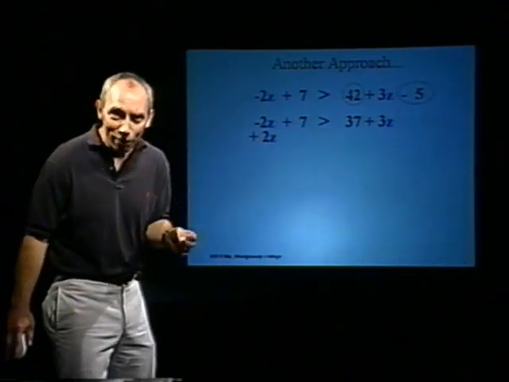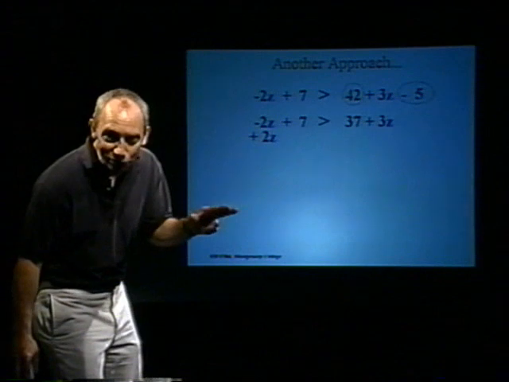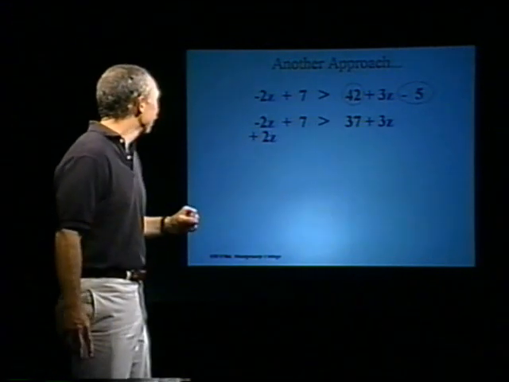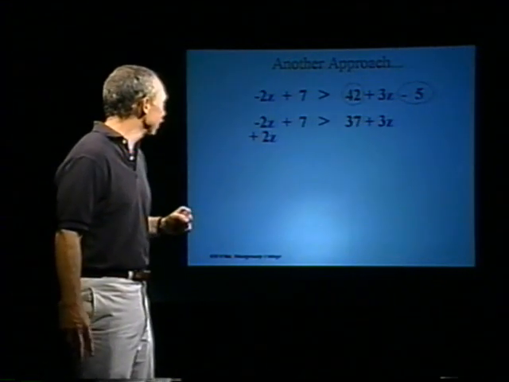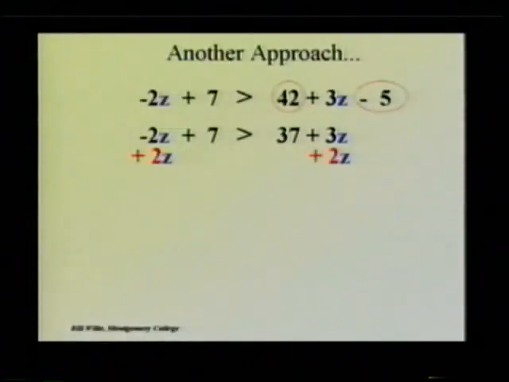It's like beating somebody up. I always beat up the smaller guy. It's easier. Okay? Anyway, let's get rid of that minus 2z by adding a 2z. Got to do it to the other side. Okay? Let's see what I get here. The minus 2z is gone, and I get 7 is greater than 37 plus 5z.